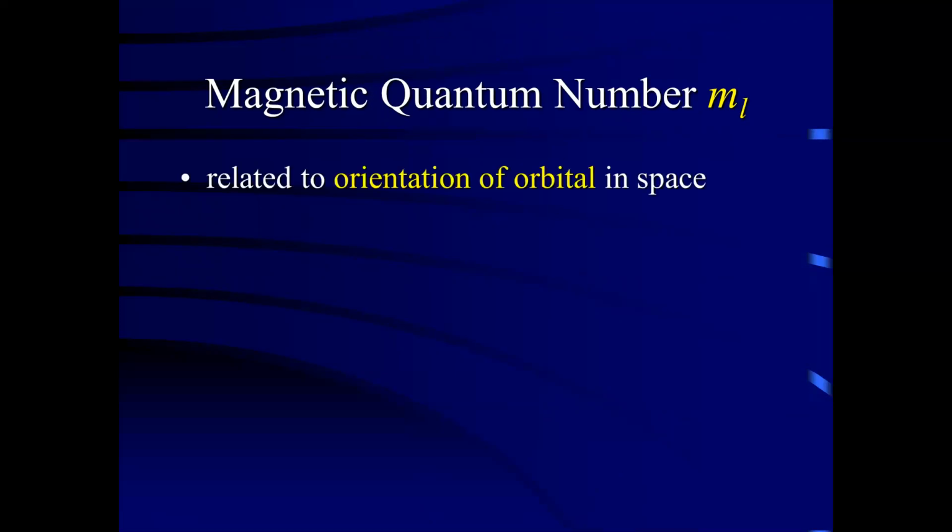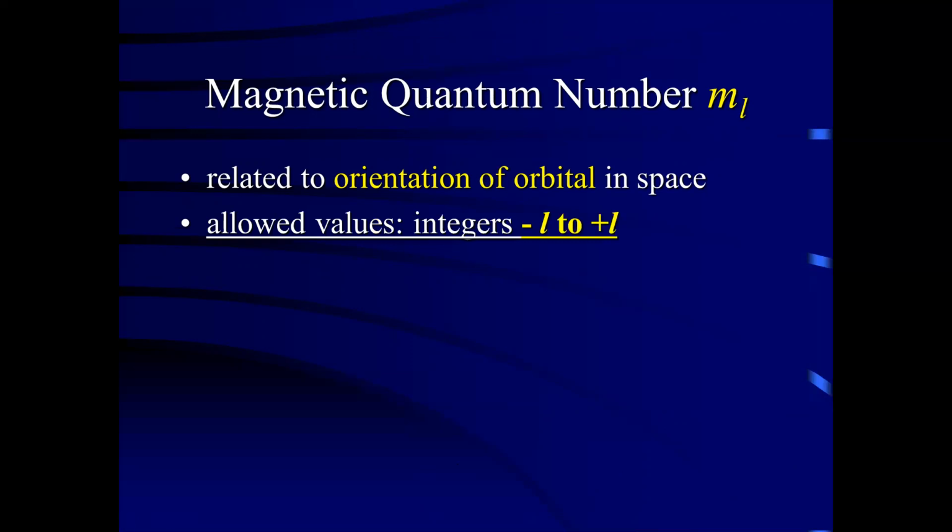This slide introduces the third type of quantum number. It's called the magnetic quantum number. We use m subscript L. This quantum number is related to the orientation of the orbital in space. The allowed values for this magnetic quantum number are from negative L, the angular momentum quantum number, to positive L.